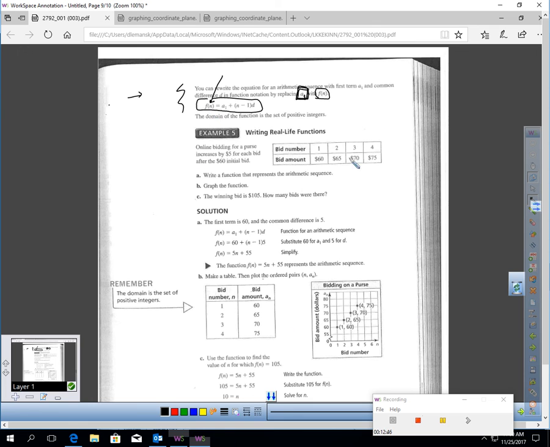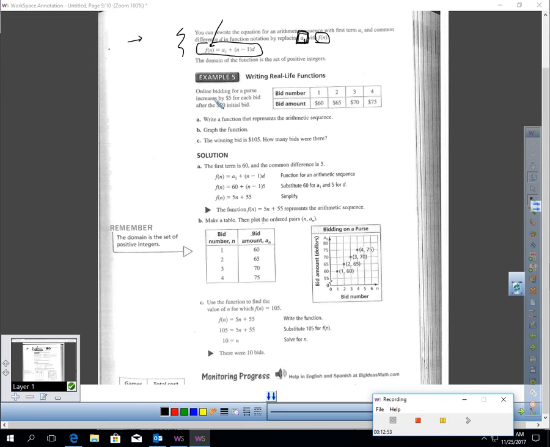Okay? Finally, let's talk about writing real-life functions. So in this problem, online bidding for a purse increases $5 for each bid after the initial $60 bid. So we made a table. First bid was 60, second 65, third 70, fourth 75. First of all, do you notice it's an arithmetic sequence? So let's write our function.